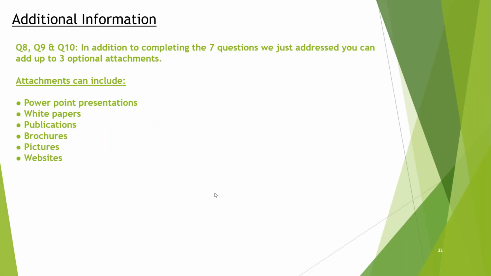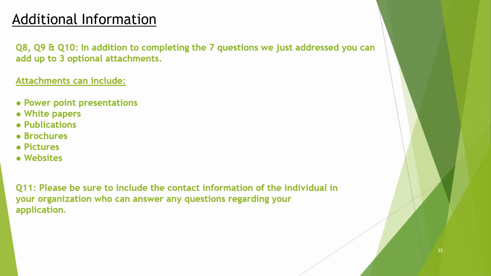So just one last slide on additional information. When you're going through the submission, there will be 3 additional questions at the end that allow you to add optional attachments. What we've seen in the past is attachments such as PowerPoint presentations, white papers, publications, brochures, different pictures, and also links to different websites. If they've updated their company website and things of that nature, they provided links so that the committee members and judges could see and review those at the time of submission.